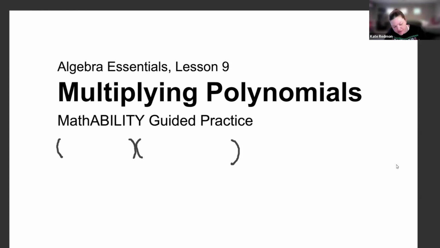We call those terms. So it could be simple, like x plus 3, or it could be a little more complicated, like 2x minus 17. But that's the idea of a polynomial. It's a group with multiple terms, more than one thing adding or subtracting. And that's what we'll be practicing multiplying today.